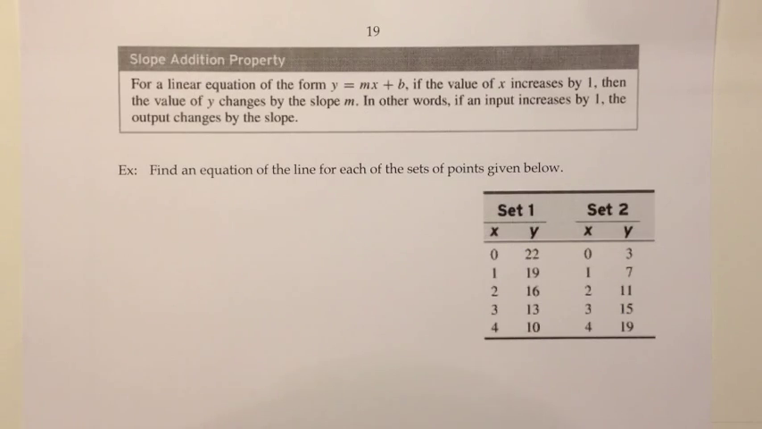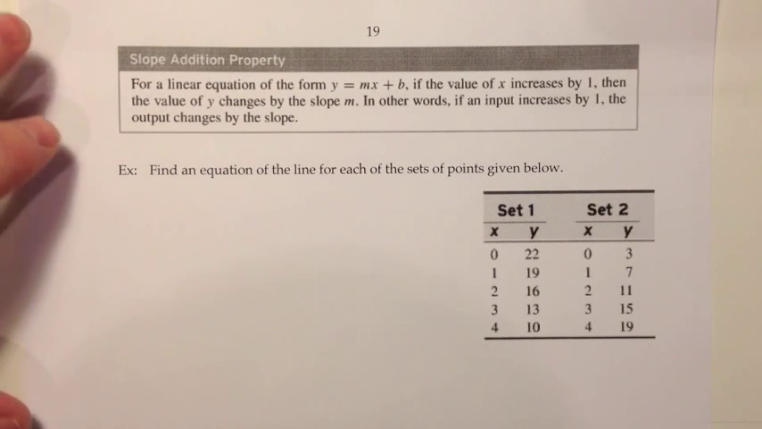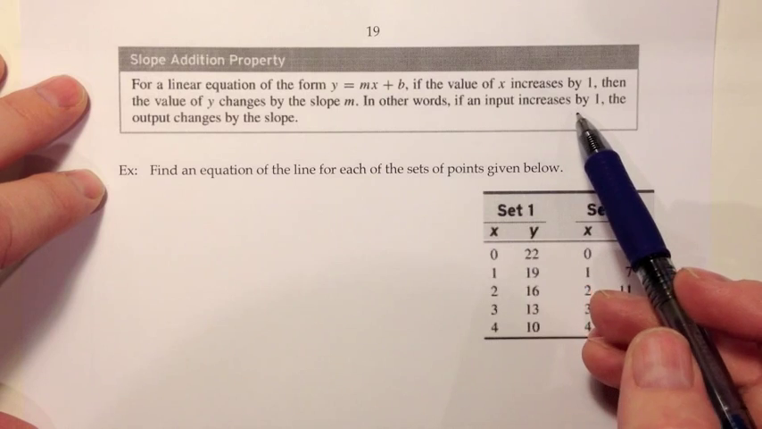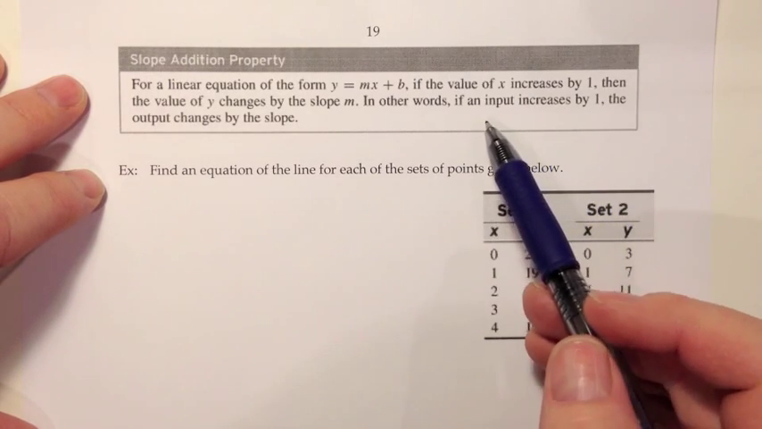Alright, on page 19 we're going to look at one last property and one last example. So the slope addition property says for a linear equation of the form y equals mx plus b, if the value of x increases by 1, then the value of y changes by the slope. In other words, if an input increases by 1, the output changes by whatever the slope is.